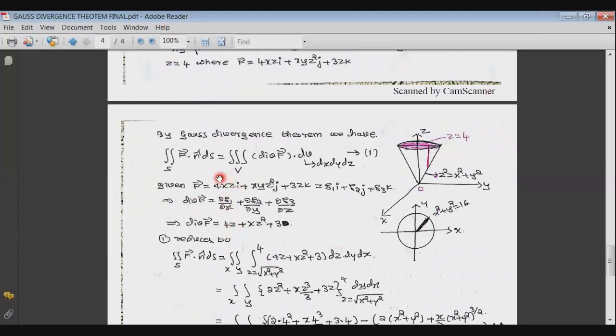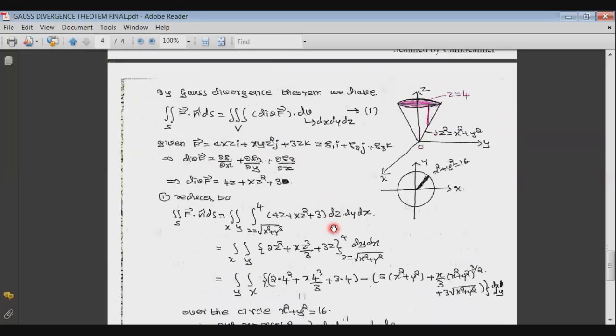Once you differentiate the first component with respect to x, that gives you 4z. The second component with respect to y is xz squared, plus the third component with respect to z is 3. Now once you substitute this, first I will write the limits for x and y as they are, only as we have taken the order of integration as dz dy dx, and the divergence of f bar is given by 4z plus xz squared plus 3.